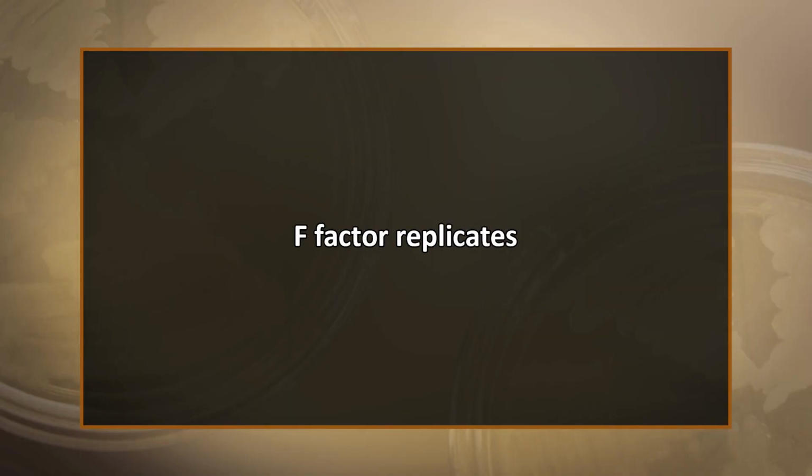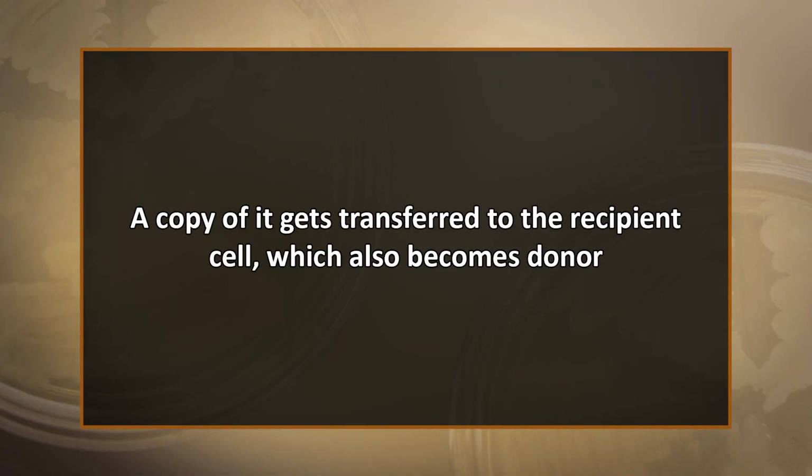In the region of contact, F plus grows in size and produces a conjugation tube. The F factor replicates. A copy of it gets transferred to the recipient cell, which also becomes a donor. Thus, mixing a population of F plus cells with a population of F minus cells results virtually in all the cells in the new population becoming F plus. In other words, the sex in E. coli can be called infectious.